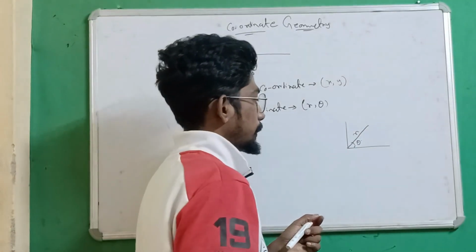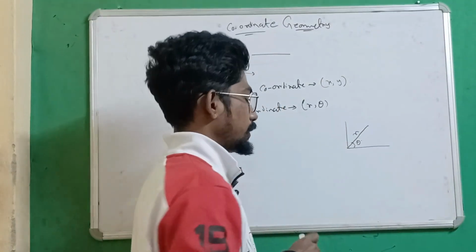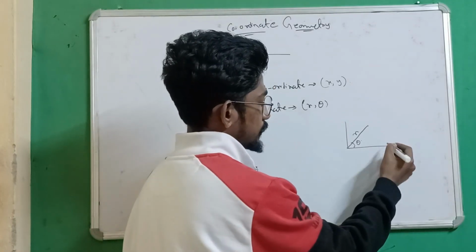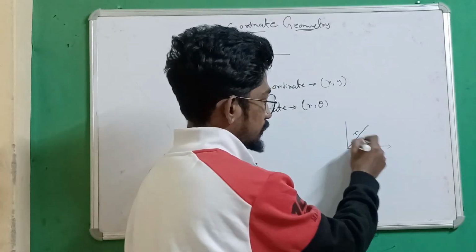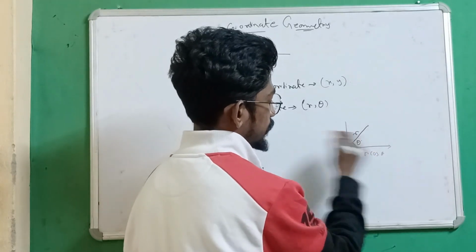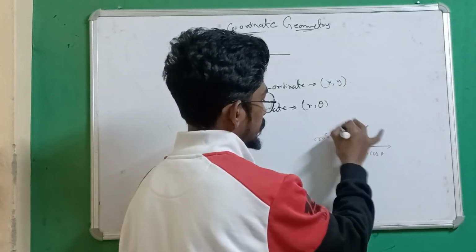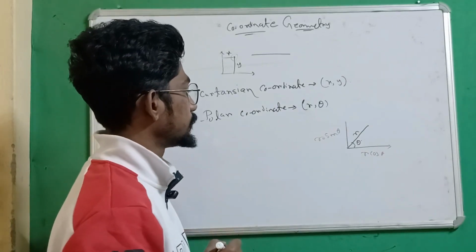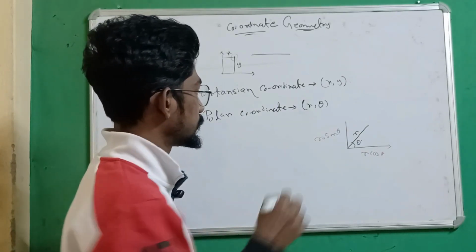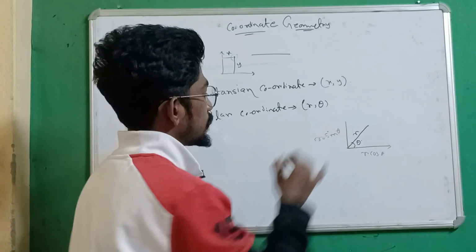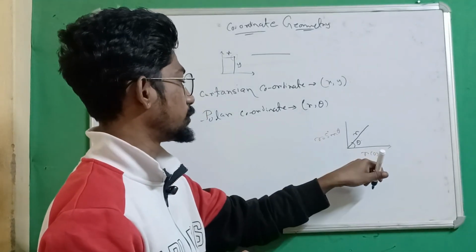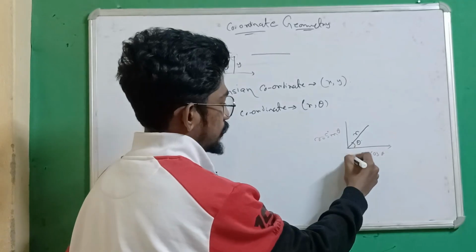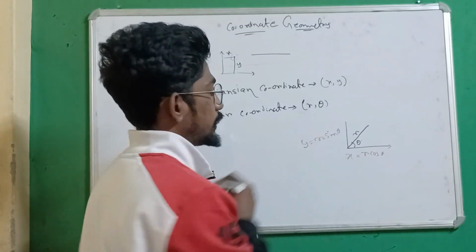Right? So now the components you can write from here. This is the cos theta component. It is r sin theta, right? This is the sin theta component, this is the cos theta component. So from that you can say x equals r cos theta, y equals r sin theta.